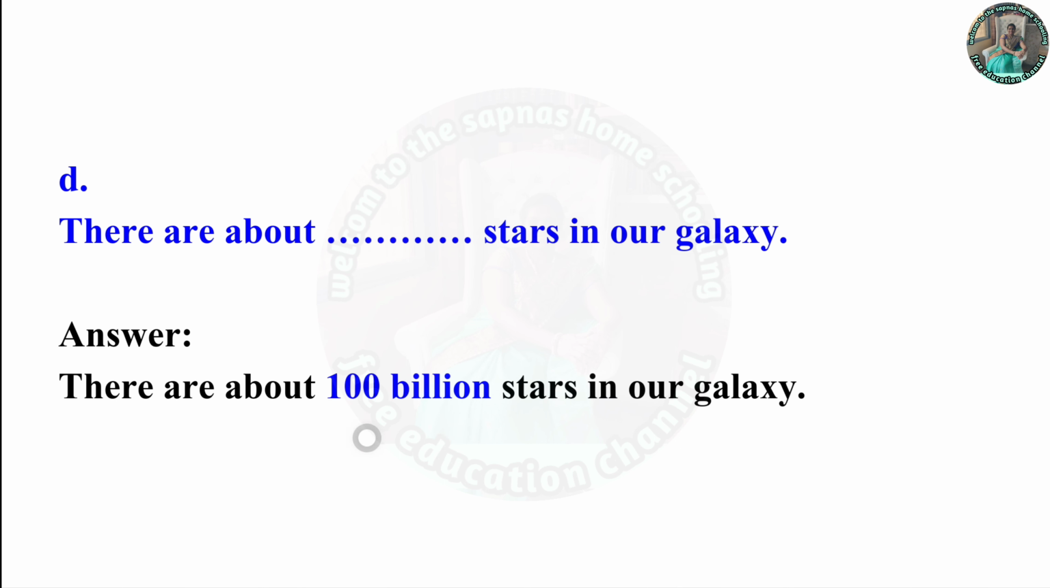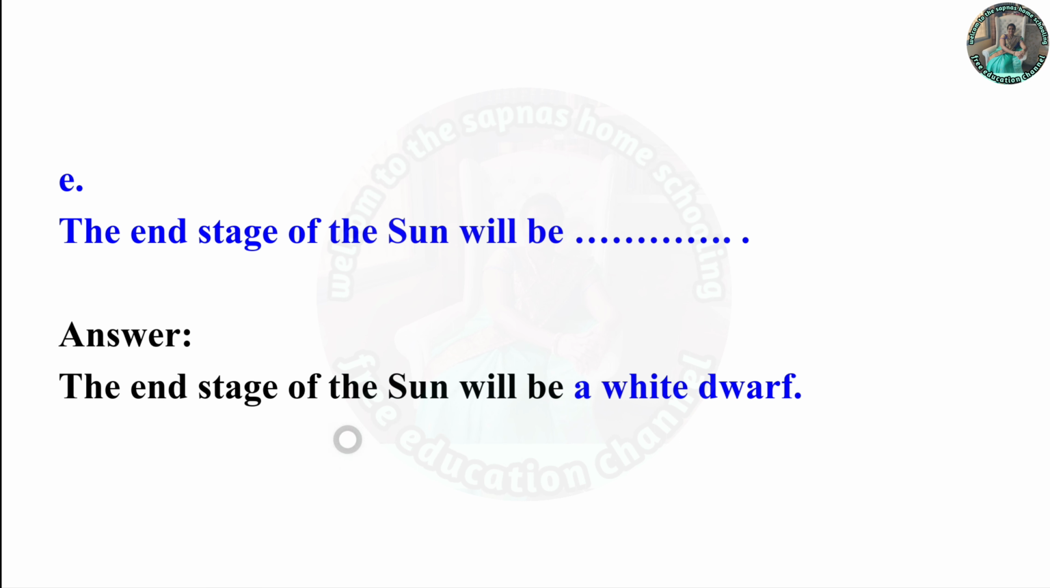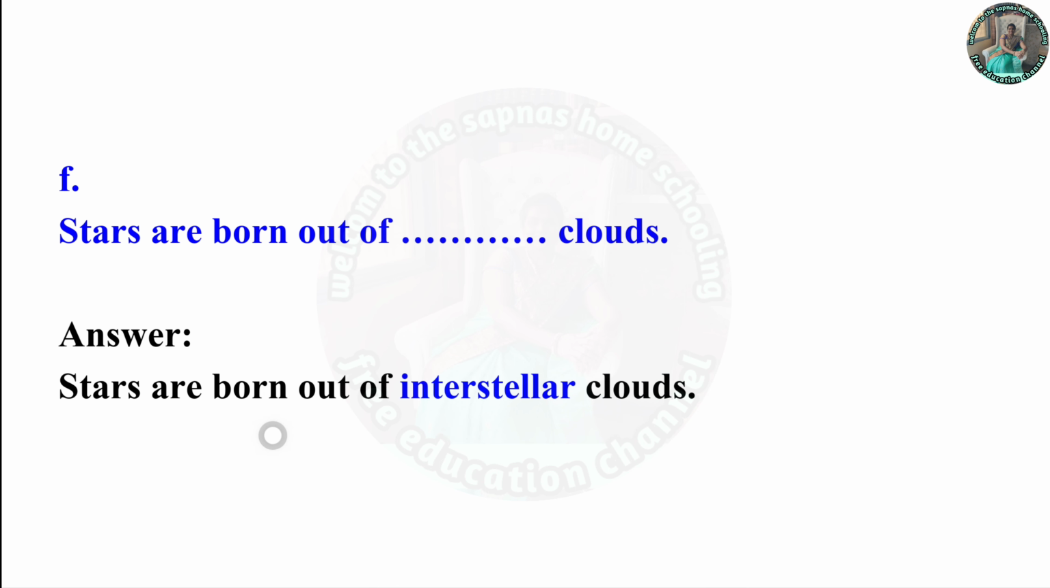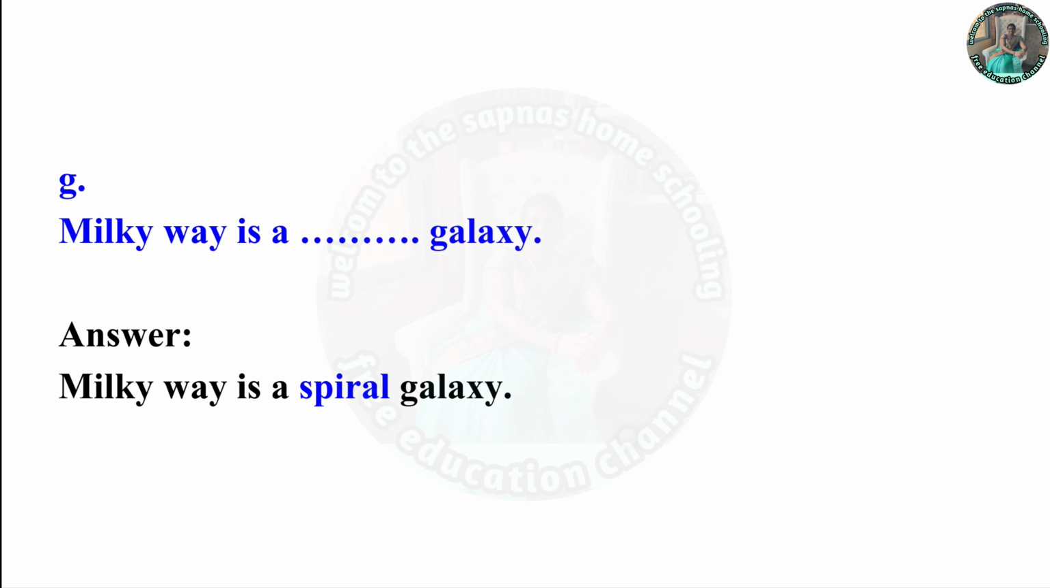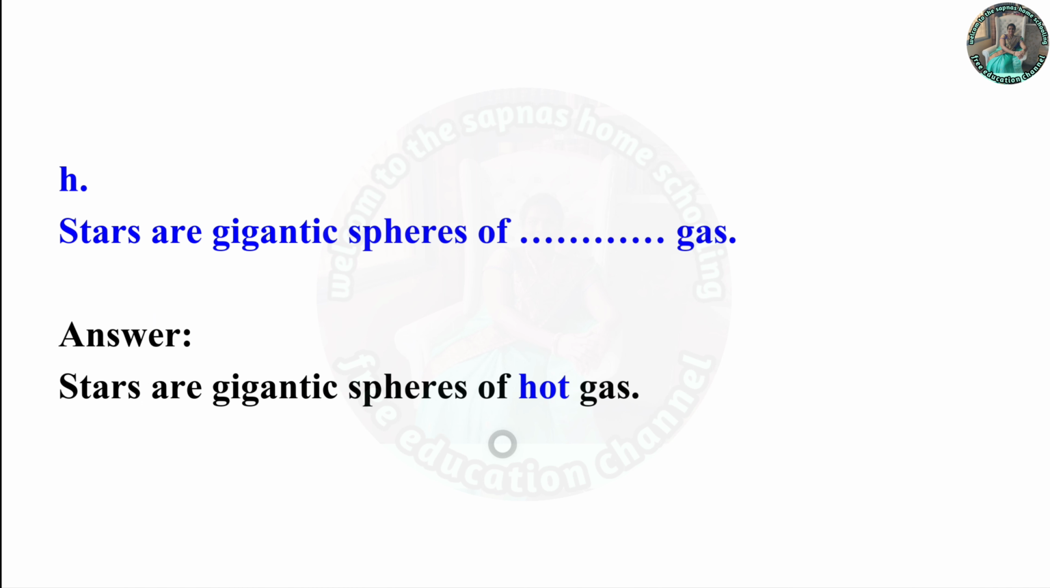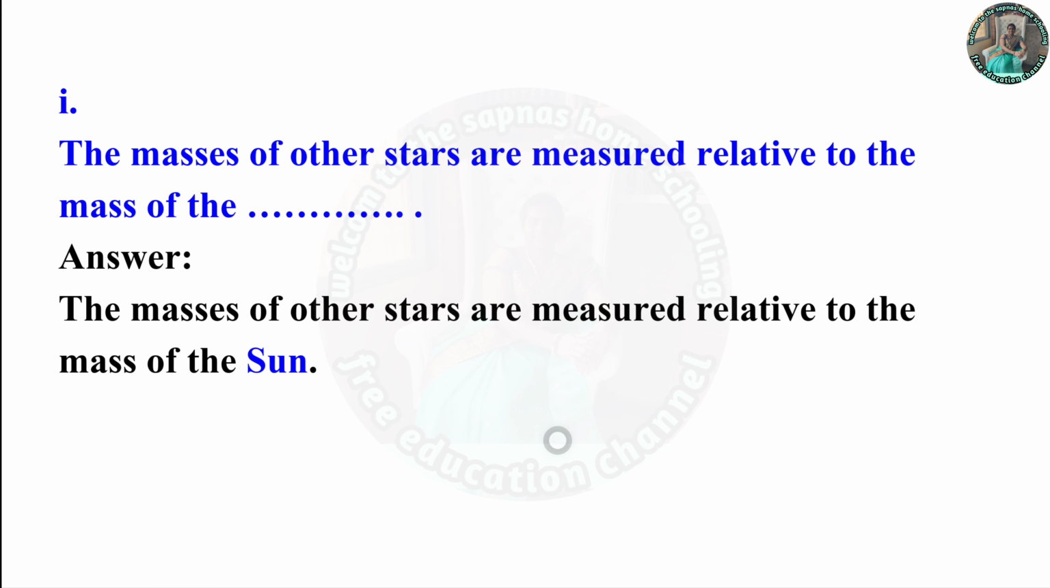There are about 100 billion stars in our galaxy. The end stage of the sun will be a white dwarf. Stars are born out of interstellar clouds. Milky Way is a spiral galaxy. Stars are gigantic spheres of hot gas.